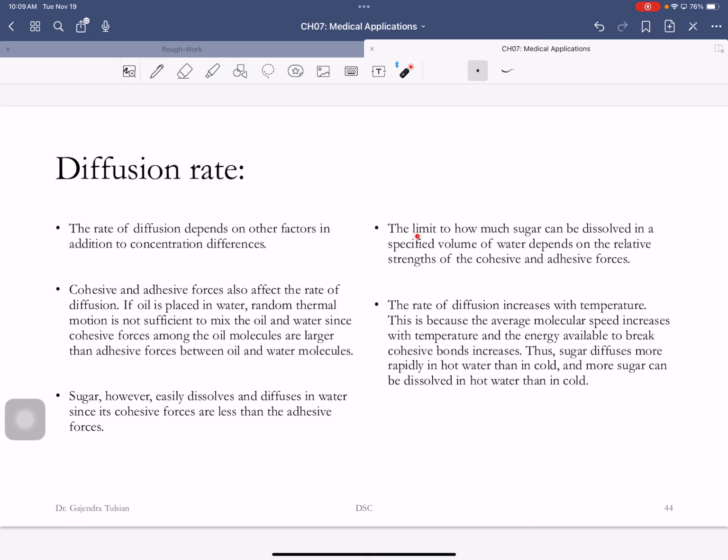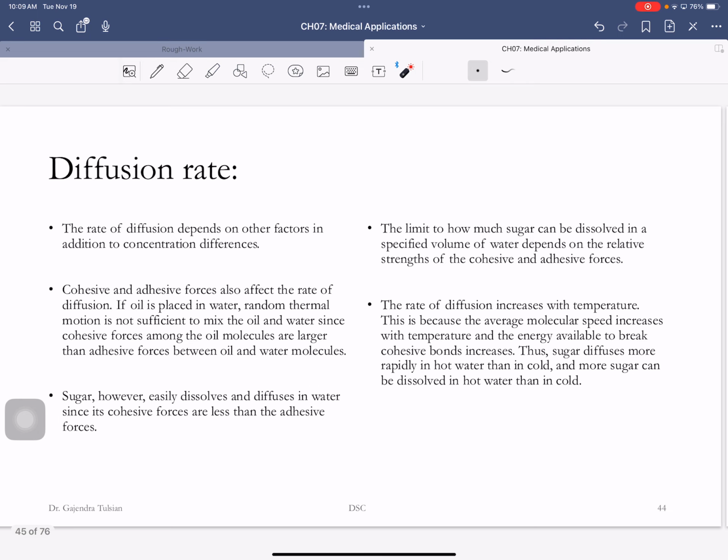The limit to how much sugar can be dissolved in a specified volume of water depends on the relative strength of the cohesive and adhesive forces. So those intermolecular forces decide how much it can dissolve. The rate of diffusion increases with temperature. This is because the average molecular speed increases with temperature. Sugar diffuses more rapidly in hot water than in cold, and more sugar can be dissolved in hot water than in cold.